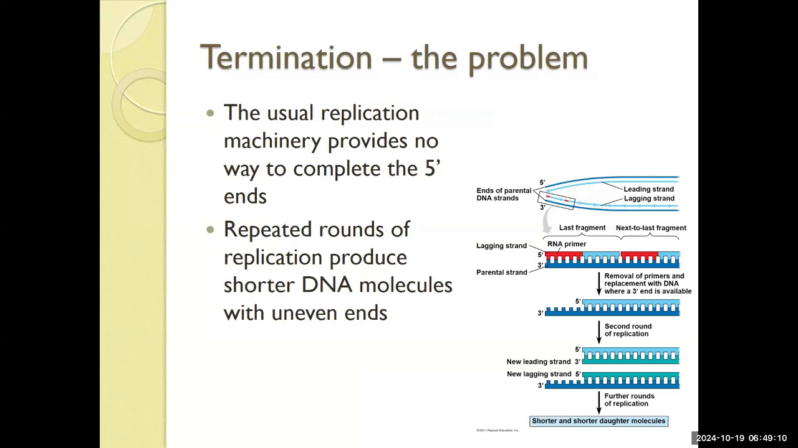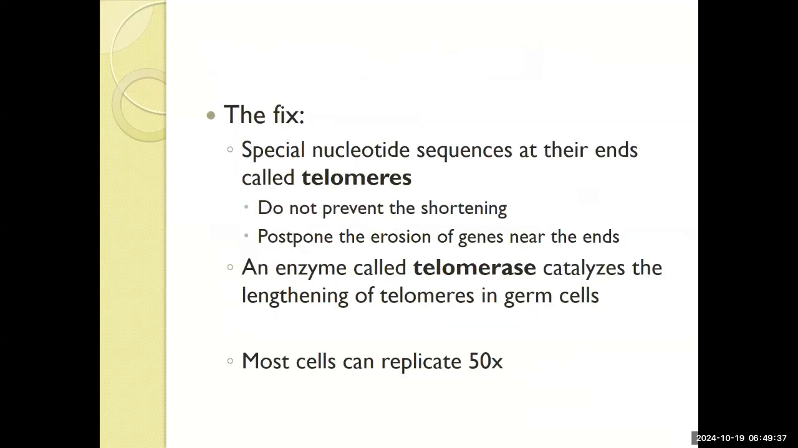we have a problem. There's no way to complete the 5' ends because where the RNA primer falls off, there's no new primer for DNA polymerase to attach and fill in the gap, meaning that repeated rounds of replication will produce shorter and shorter and shorter DNA molecules. Nature found a way to fix this, something known as telomeres.